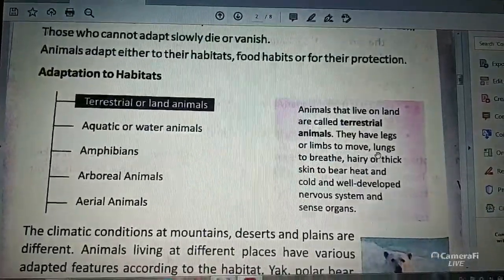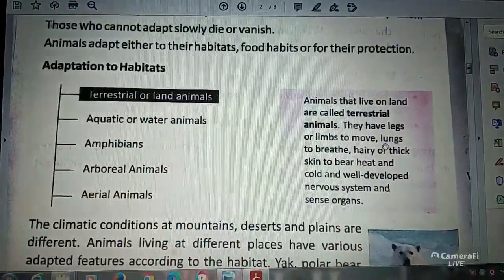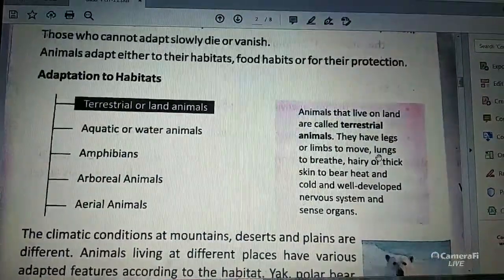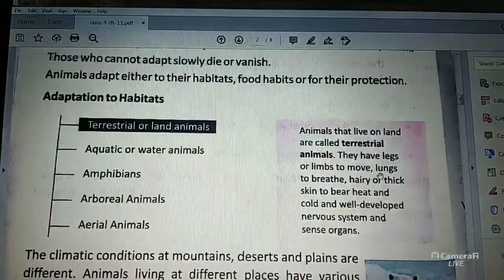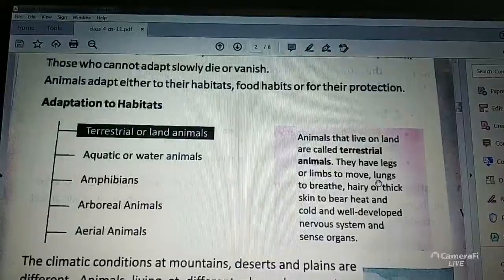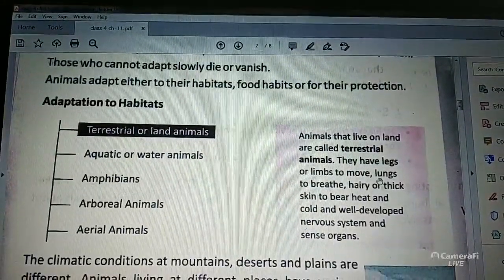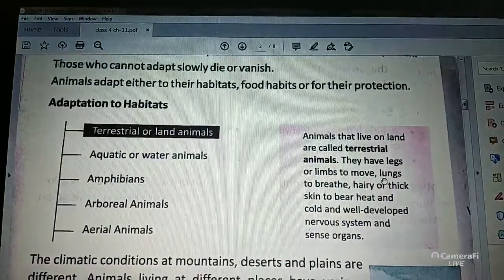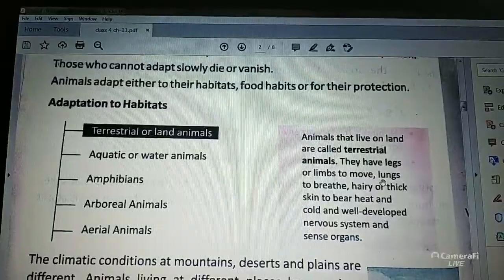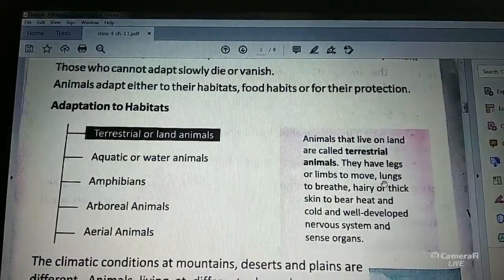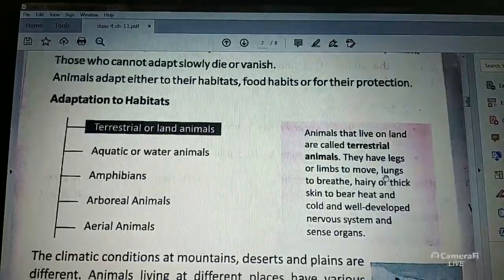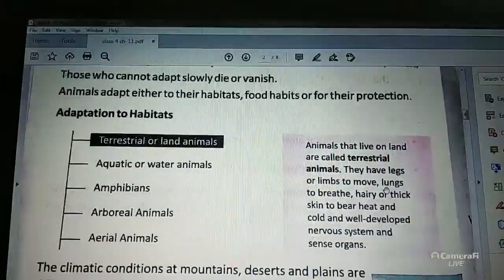I have told you this hairy or thick skin acts as an insulator. It will keep warmth inside the body, and it is a barrier for not mixing the heat of outside and inside. Animals that live on land are called terrestrial.